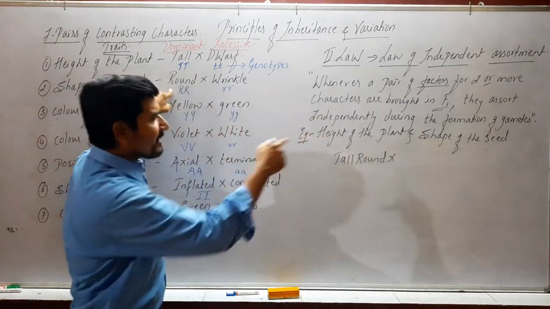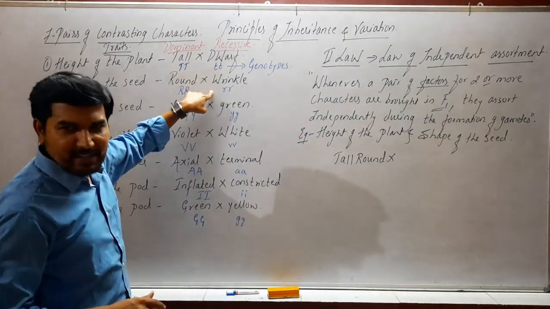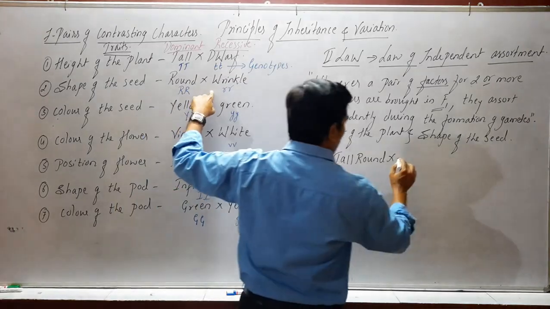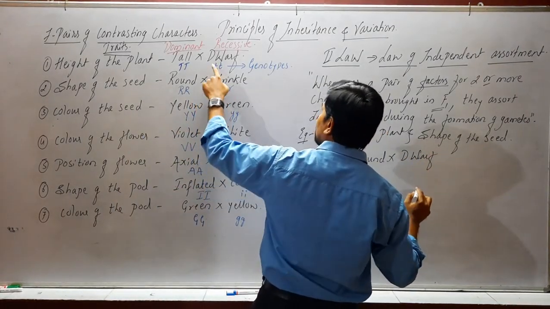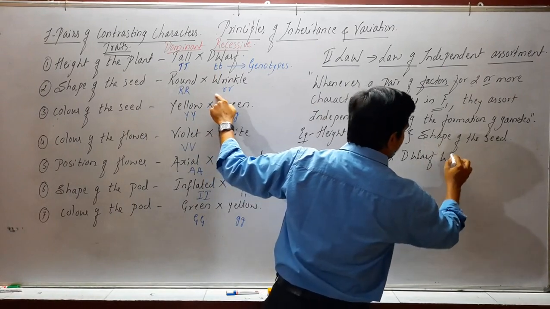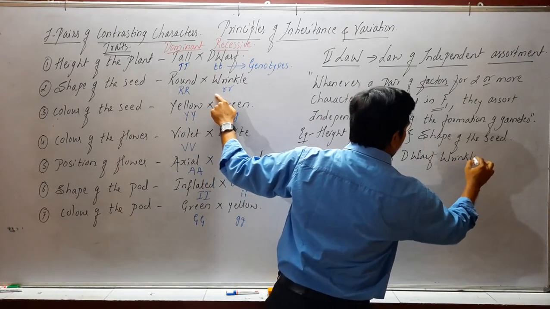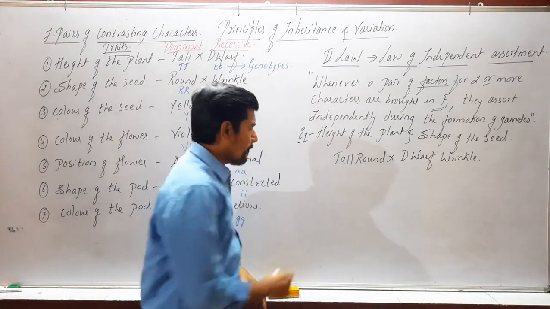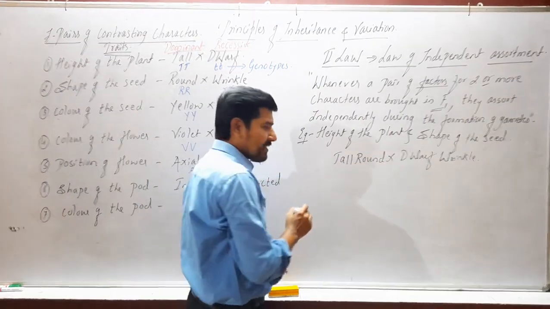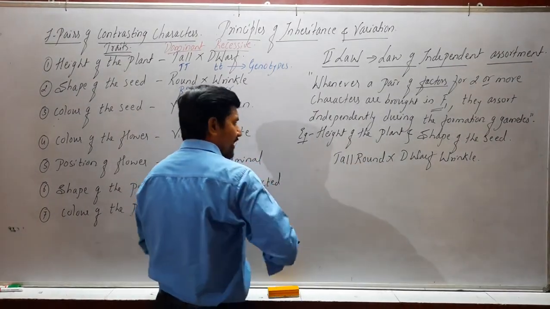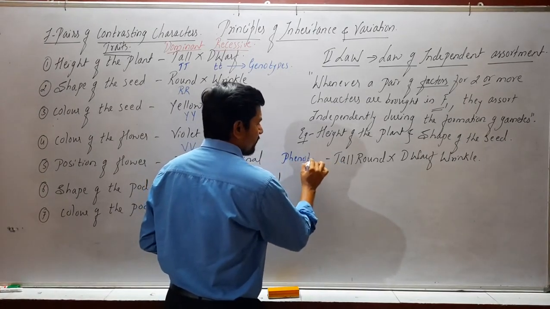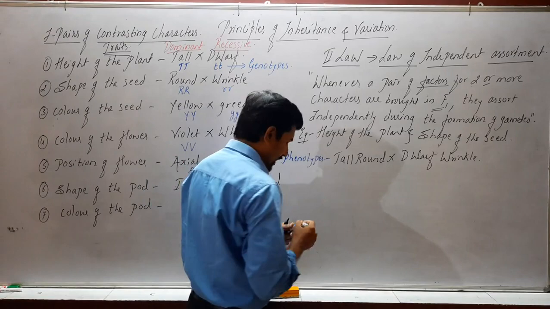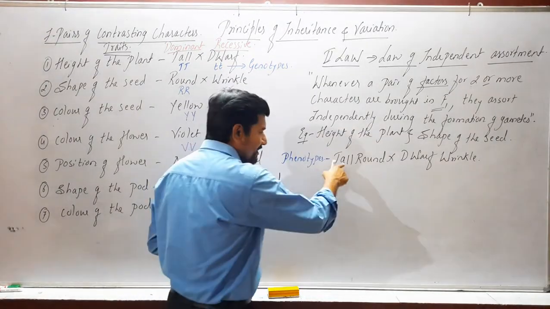Cross with the next contrasting characters. These are the next contrasting characters. What can we write here? Dwarf and wrinkled. So we have taken these characters. What are these characters called? These characters are called phenotypes.